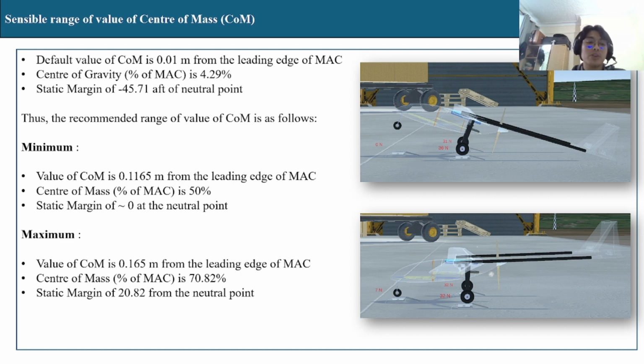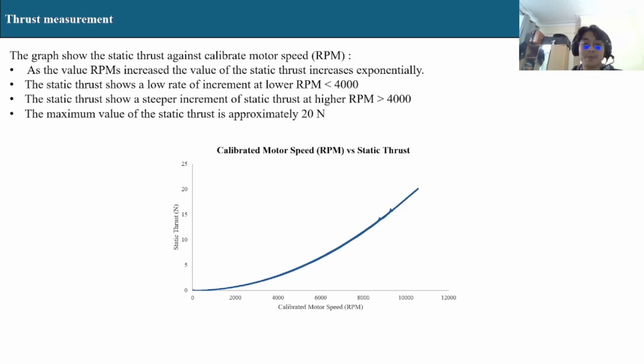For the minimum value of center of mass is 0.1165 meter from the leading edge of MSE, while the maximum value of center of mass is 0.165 meter from the leading edge of MSE. And for this slide is the thrust measurement graph. So a calibrated motor speed.